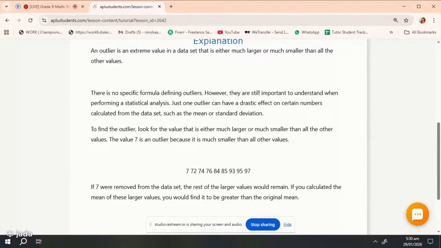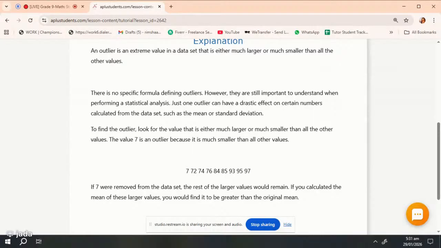Now for the rest, I'm just going to add them here: 72, then plus 74, then plus 76, then plus 84, plus 85, plus 93, plus 95, and plus 97. Okay, and then divide by how many there are. It's 1, 2, 3, 4, 5, 8. First we add and then we divide it by 8. The answer is 84.5. So this answer is greater than the original mean, which also includes the 7.